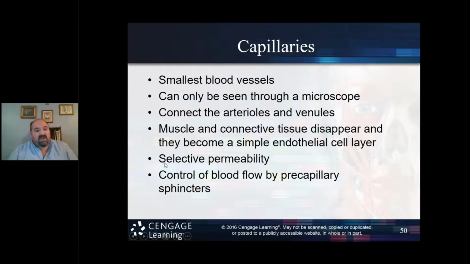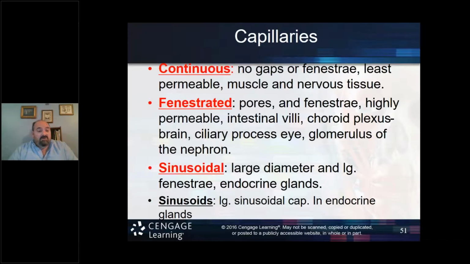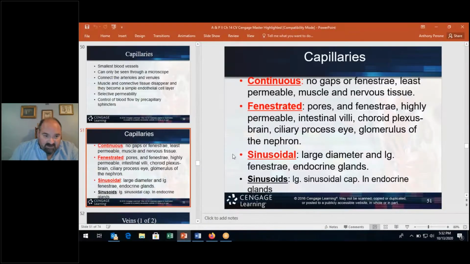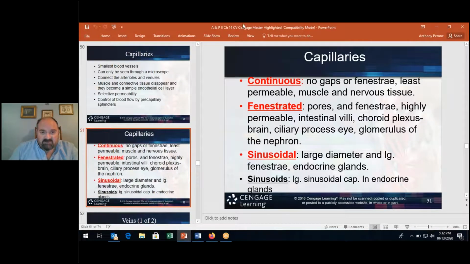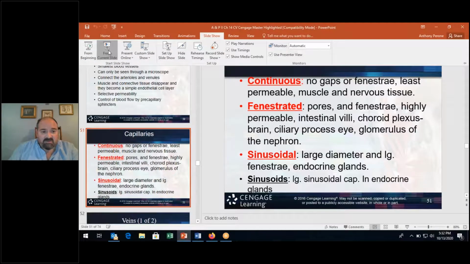So this term, selective permeability, right? It's selective, and we've studied that term when we were looking at the plasma membrane of cells. So you need to know these different types of capillaries: continuous, fenestrated, sinusoidal. I don't have images, so if you look at your Scott and Fong text, you'll be able to see images of these vessels.